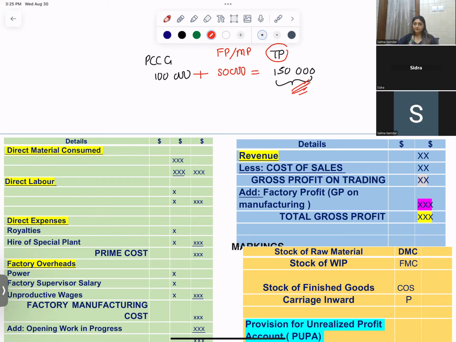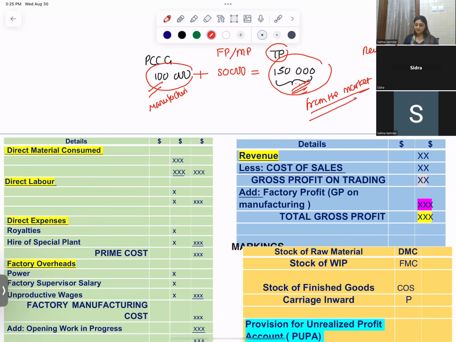Your cost, no, this is your manufacturing cost. Your sales value, like the value you'll sell it at. No, the value at which you sell is for the revenue. But you will include this amount because you'll add your cost of factory goods, to that you'll add your profit. What is telling you that you have made a profit of 50,000? This is the price at which you can buy these same goods from the market.